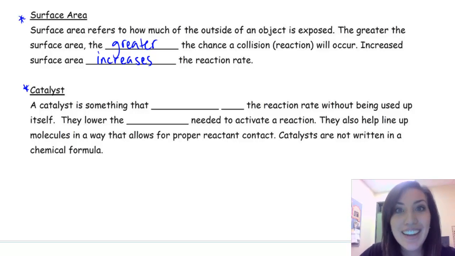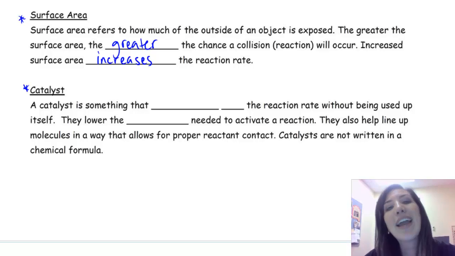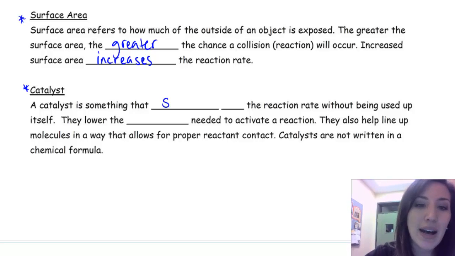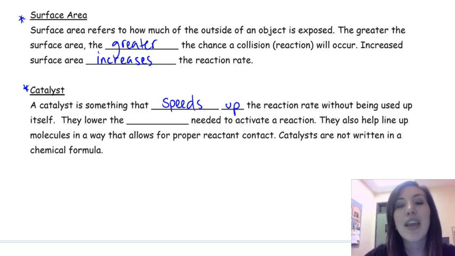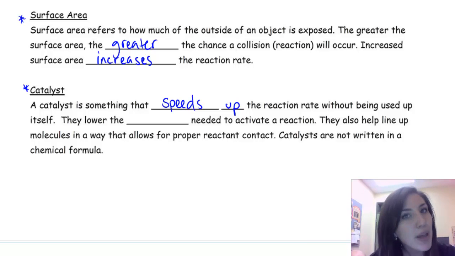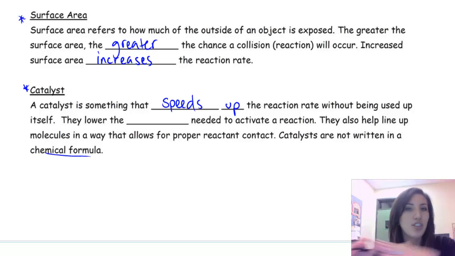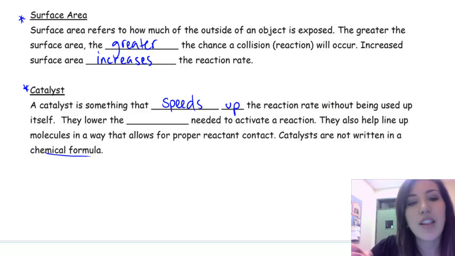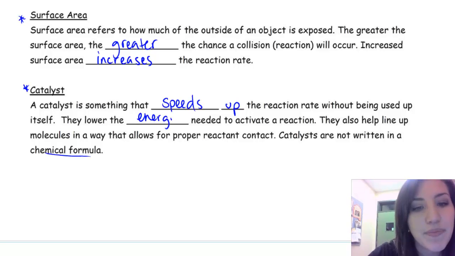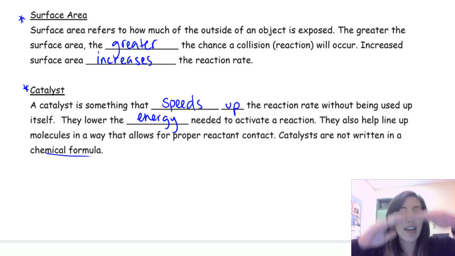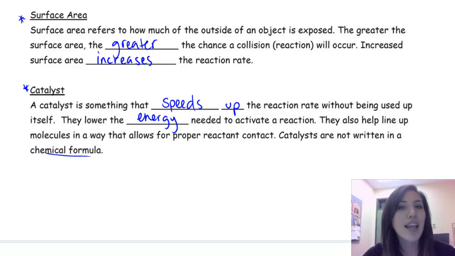Finally, a catalyst can help speed up your reaction. A catalyst is something that's non-living that will speed up the reaction rate. Now, a catalyst is not actually used up in your reactions, so therefore we don't actually write it in the chemical formula. It's just used to help it out. So they lower the energy that's needed. So if you need this much energy in order for the reaction to occur, now with the catalyst you only need this much, so it's more likely it's going to happen because you don't need as much energy.